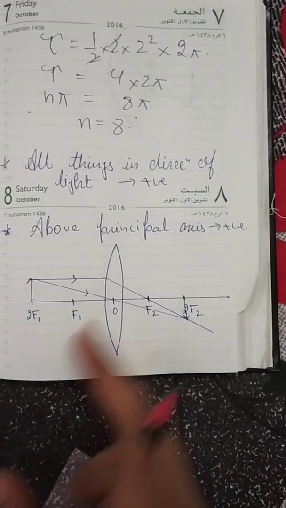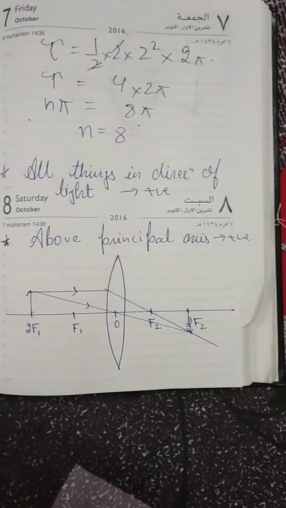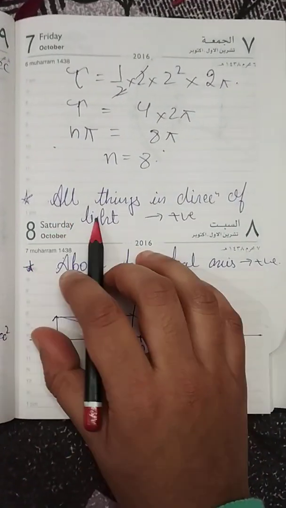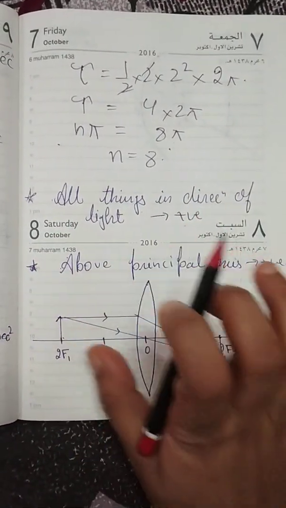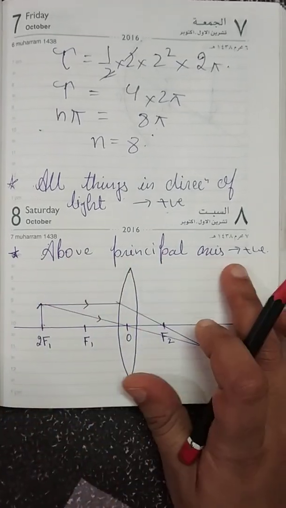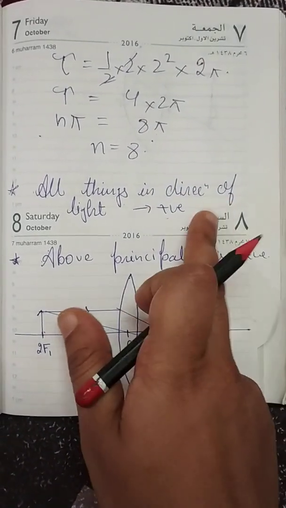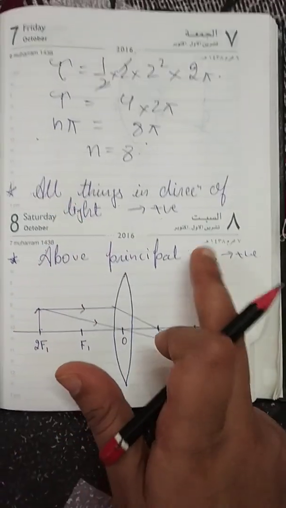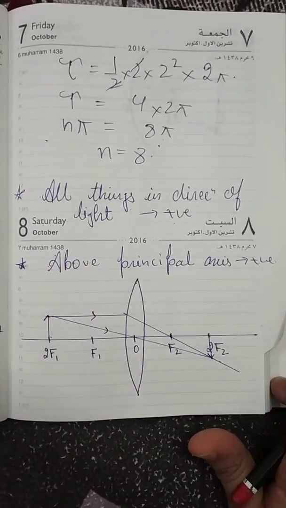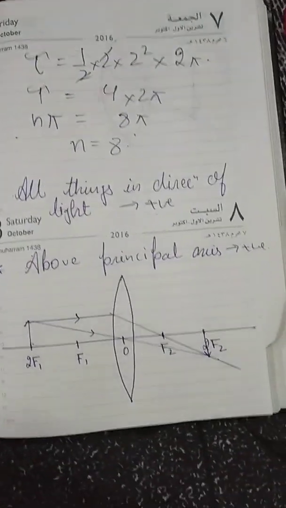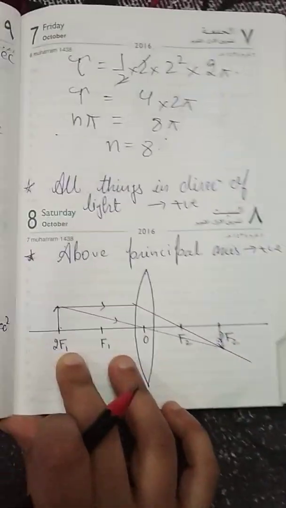This topic is on sign convention of lenses and mirrors. Students, all distances in the direction of light are taken to be positive, above the principal axis is positive, and of course vice versa is negative. Against the light direction is negative, and below the principal axis is negative. Okay, so let's do it quickly.